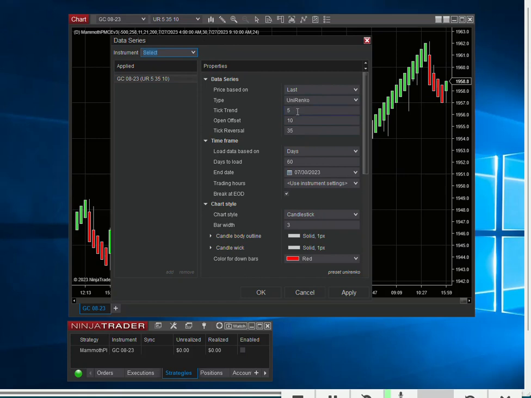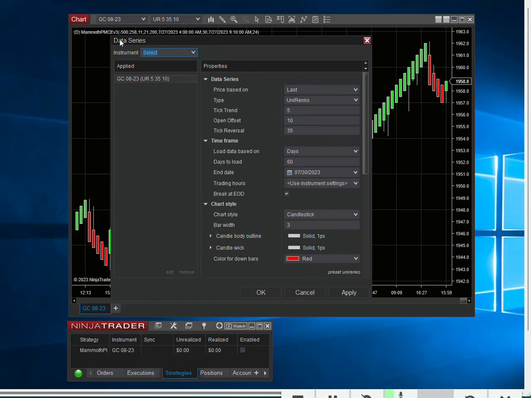You can play with it. You can change the tick trend from 5 to 8 or to 3. If you want a lower tick trend and you also want to make sure the tick reversal also gets a little bit less. So anyways, we'll go to these settings later for another video.